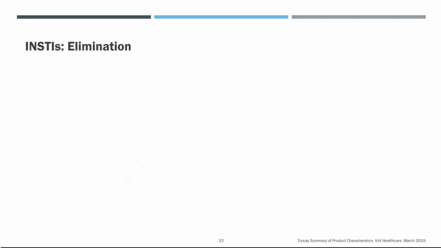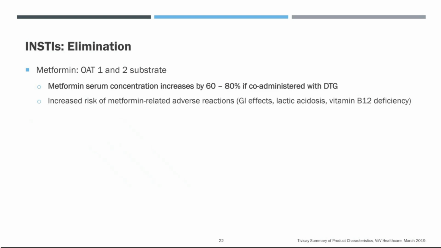And the next is the elimination. So we talked about how certain medications, or dolutegravir, can actually serve as the OAT inhibitor. And metformin is a big OAT substrate. So, meaning patients taking metformin with dolutegravir will experience increased metformin serum concentration by 60 to 80% when they take it with dolutegravir. And that can lead to increased risk of metformin-related adverse reactions, which includes GI effects, vitamin B12 deficiency, and the biggest is lactic acidosis.